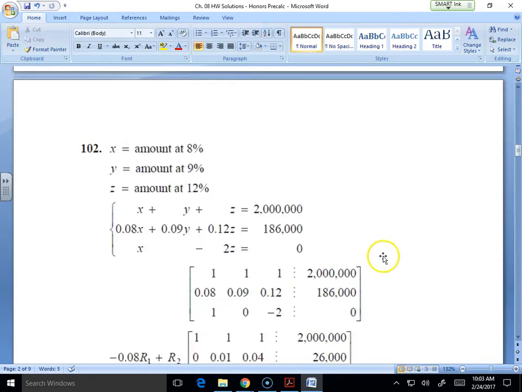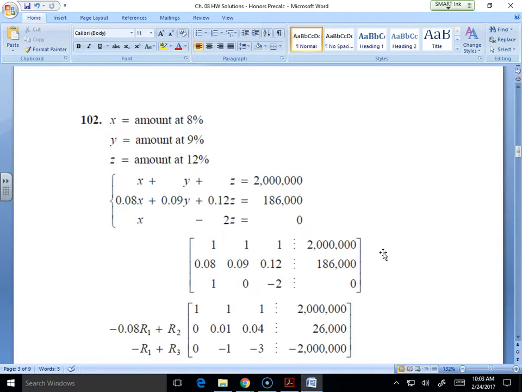Then we only have 102. Did you guys have to make the system yourself? Yeah. They were investing, I think, $2 million. Ooh, that'd be nice to invest. So they're investing $2 million in 3 different amounts, X and Y and Z, at 3 different percentages, 3 different rates, and all of those rates add up to get how much interest? Those investments, right? Not like loans.